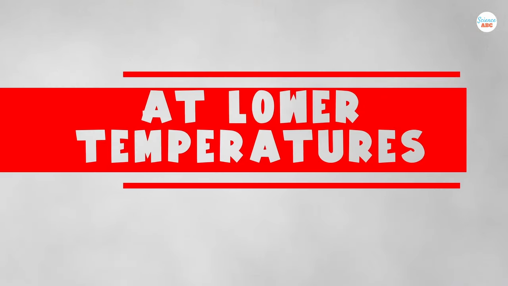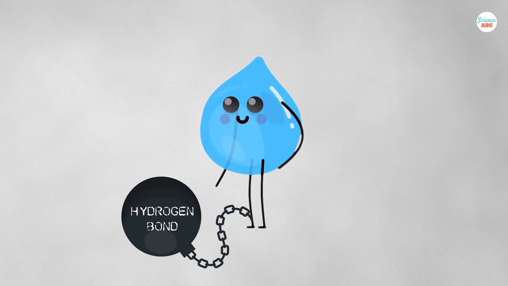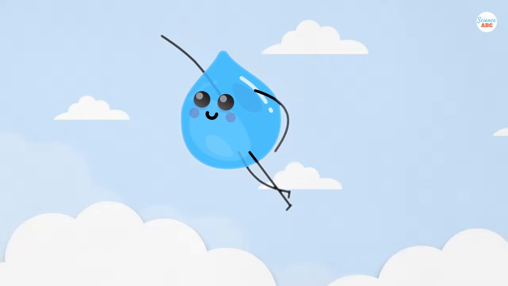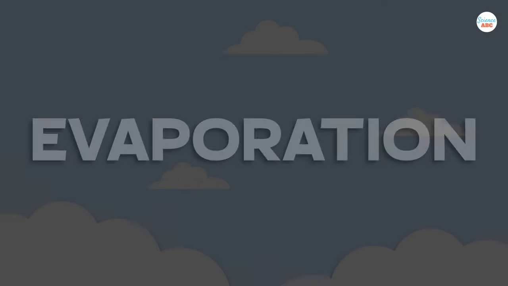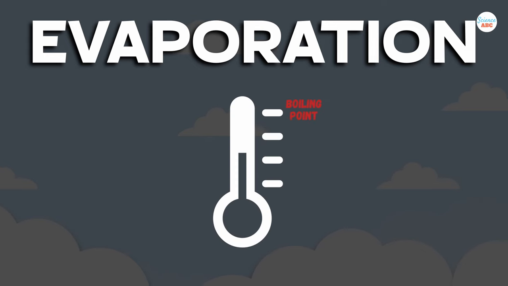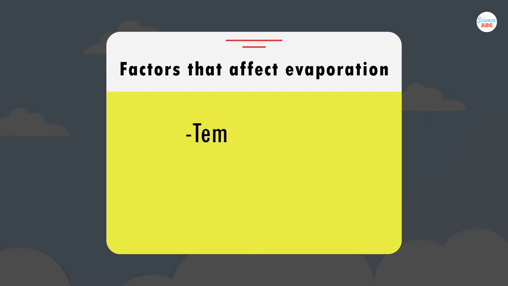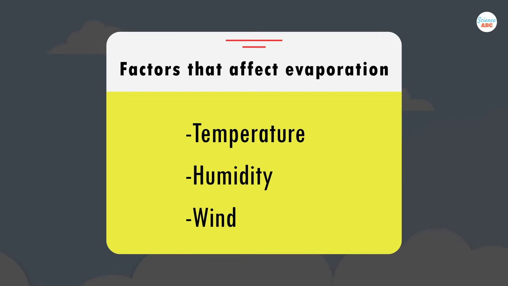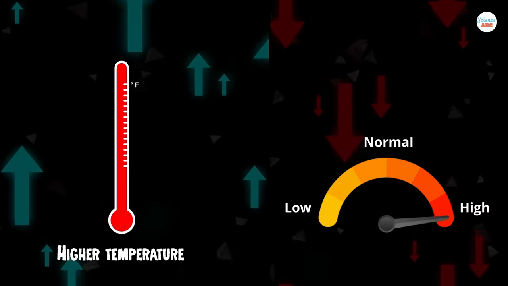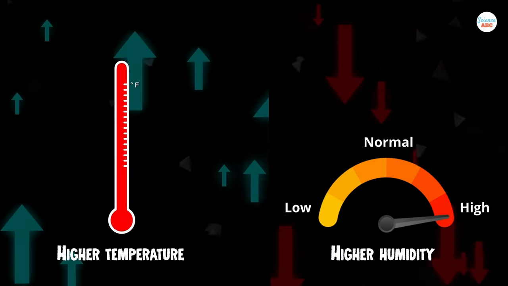At lower temperatures, some of the water molecules with higher energy can still break free of their hydrogen bonds and escape into the air as vapor. This process is called evaporation, and it happens even when the ambient temperature is not at the boiling point. Several factors affect evaporation, including temperature, humidity, and wind. Higher temperatures increase the rate of evaporation, while higher humidity and unmoving air will slow it down.